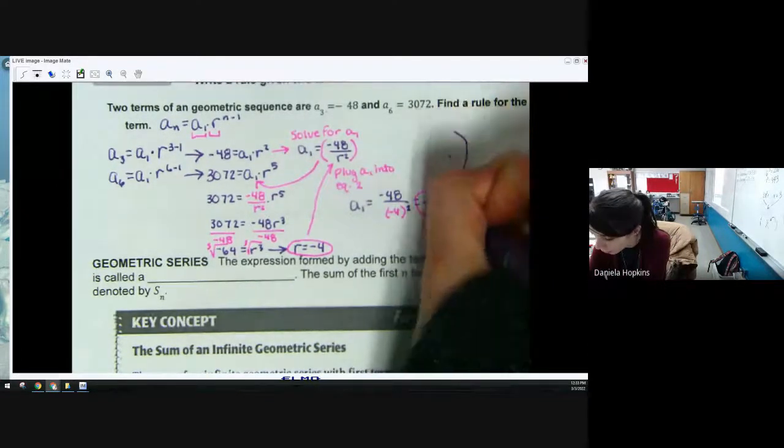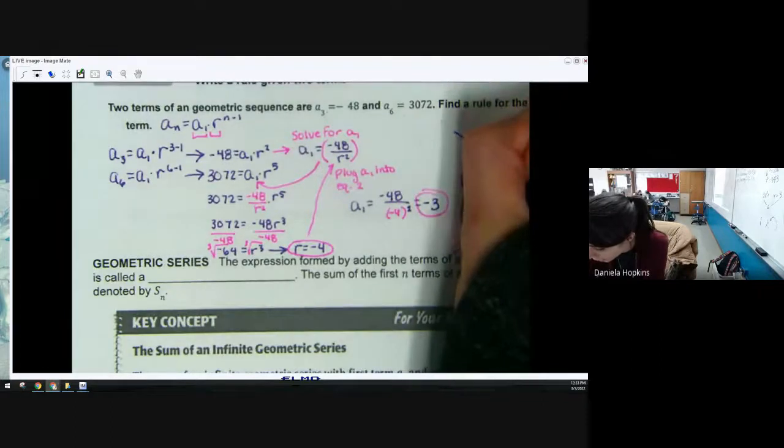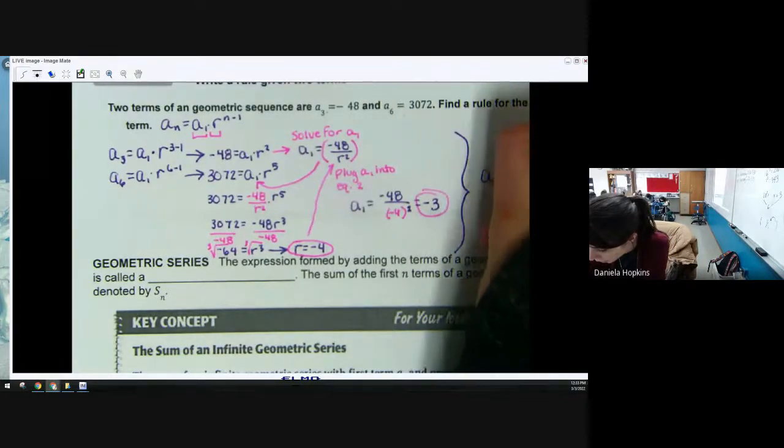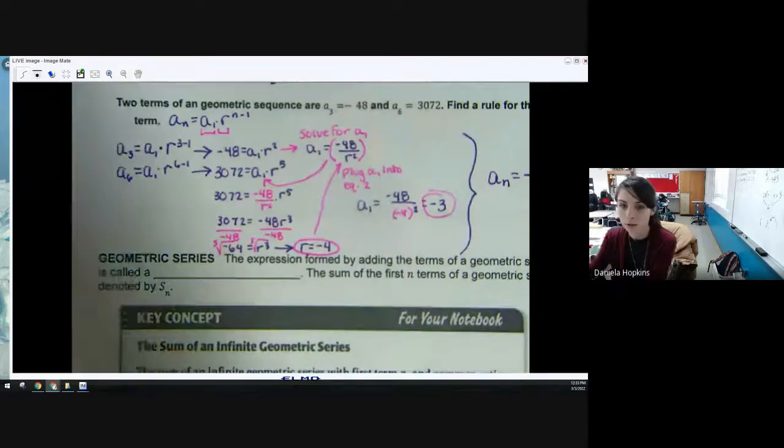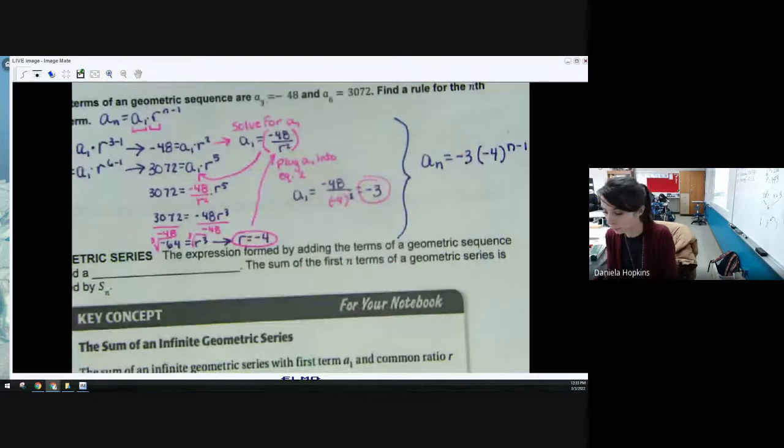So after all that work, we get to say that A sub n is equal to negative 3 times our R, which is negative 4, raised to the n minus 1. Oops, you can't see it. There we go.